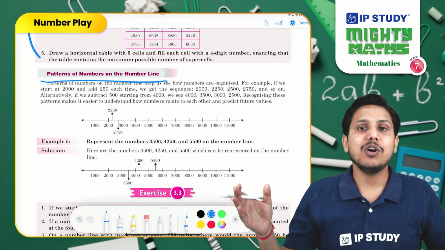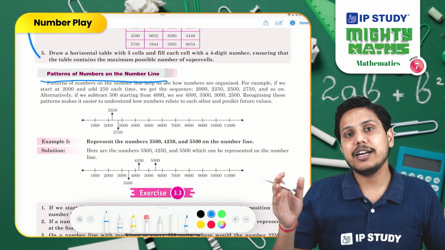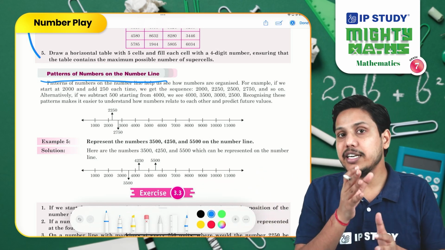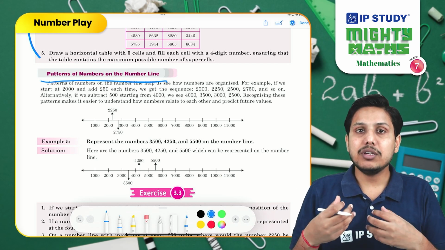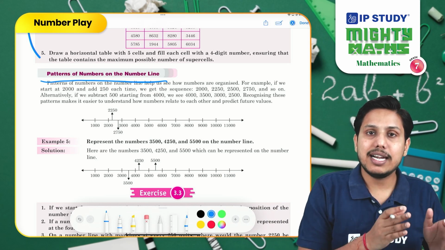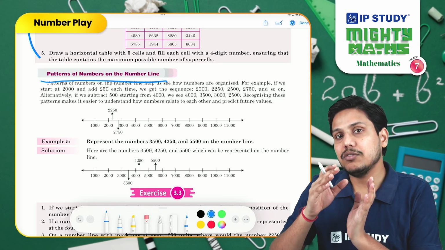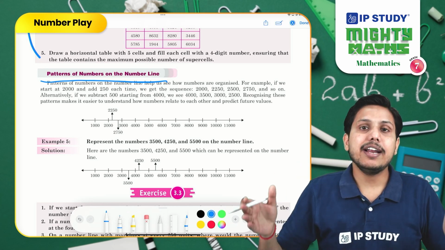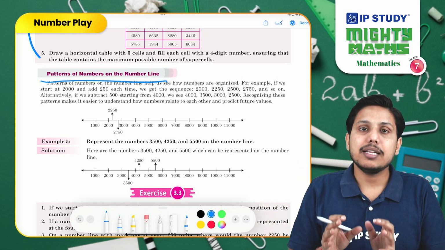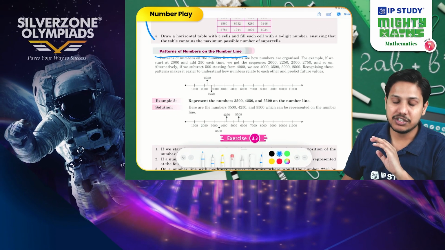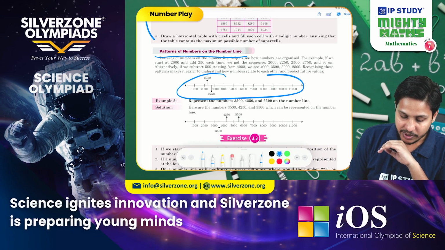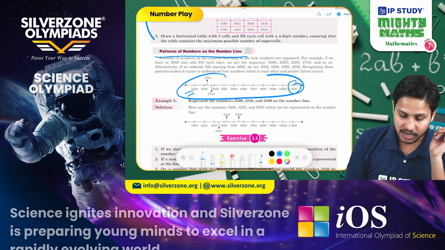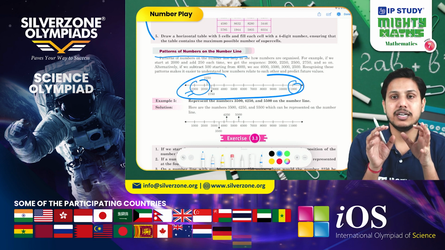Let's suppose I want to represent numbers from 5,000 to 10,000. Then I cannot have a long number line representing 5,000, 5,001, 5,002. In place of that, we can write 5,000, then 5,500, after it 6,000, then 6,500. So we can divide a number line in various ways, but the pattern will follow in each case. Here we have a number line that starts from 1,000 and goes up to 11,000, and each time there is an increase of 1,000 on the number line.